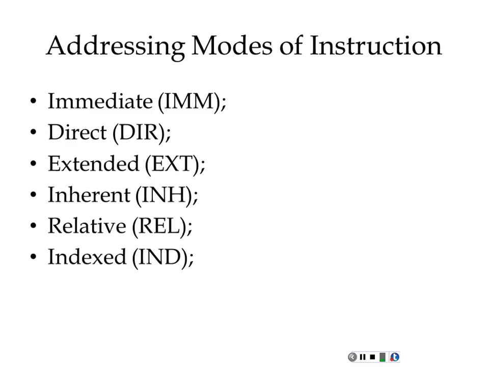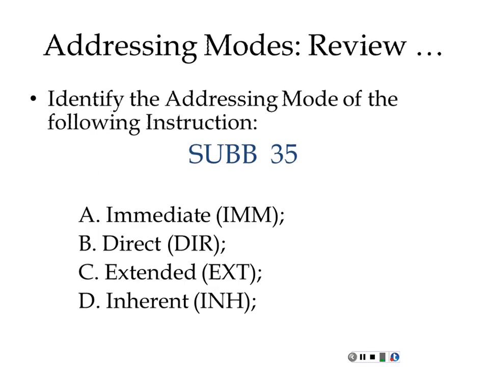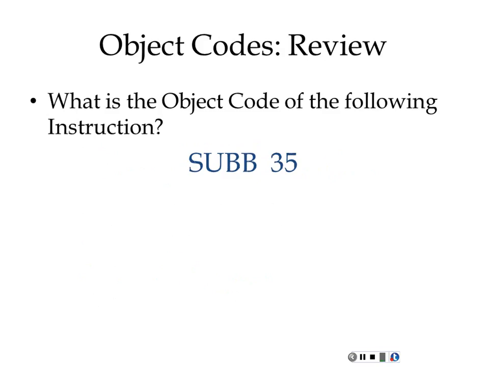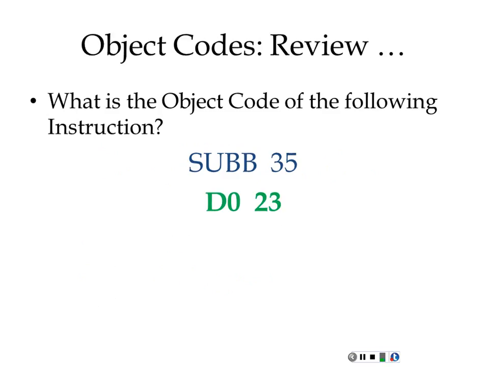To do that, we first find the addressing mode of the instruction. For example, for SUBB 35, we know that the addressing mode is direct. So we check the set of instructions, and for the direct SUBB, the opcode is going to be D0. So we wrote the opcode D0. And here the operand is 35, right?